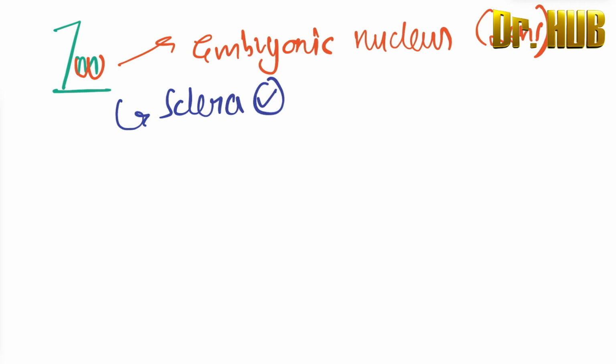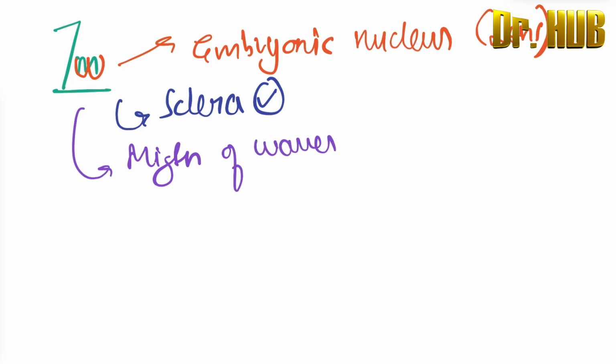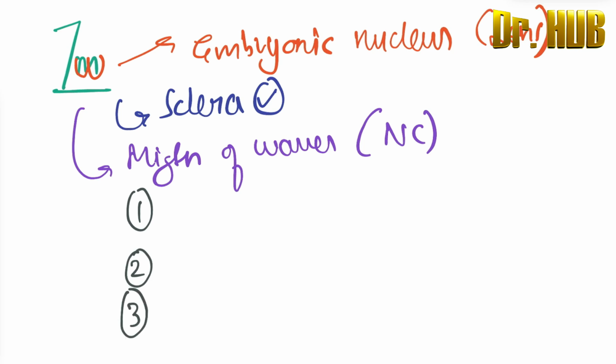Next comes the migration of waves of the neural crest. There are 3 waves: wave number 1, 2 and 3. Wave number 1 is associated with the corneal and the trabecular endothelium.